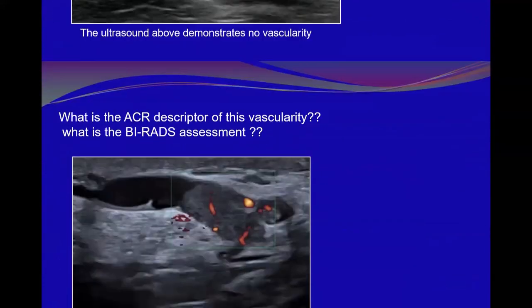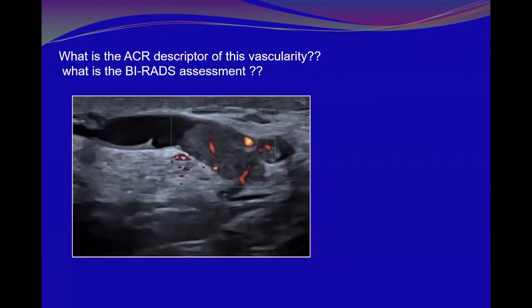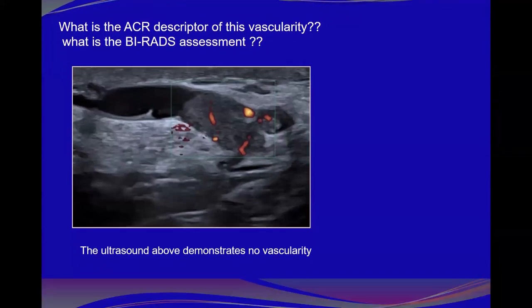So no vascularity. What is the ACR descriptor of this vascularity? Intraductal? The ACR descriptors are absent, rim, and intralesional. Intralesional, or internal vascularity, or intramass vascularity, all the same. So this is intralesional vascularity. It signifies that what is inside the duct is not sludge, not nonspecific secretions. It is soft tissue, either papilloma or papillary growth, papilloma or papillary carcinoma type.